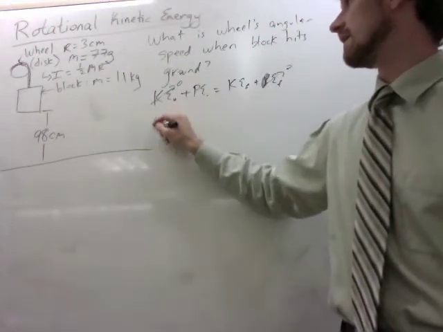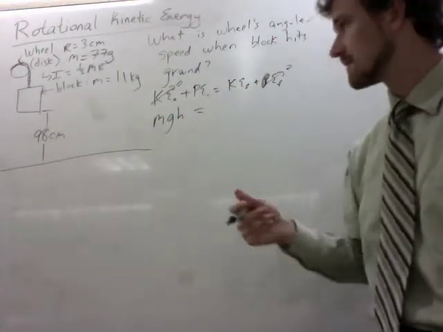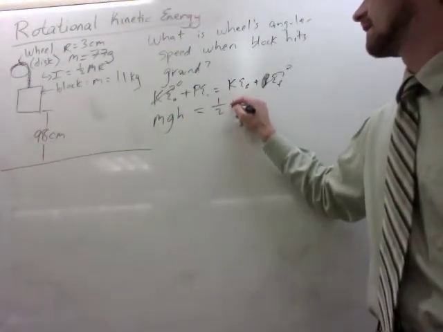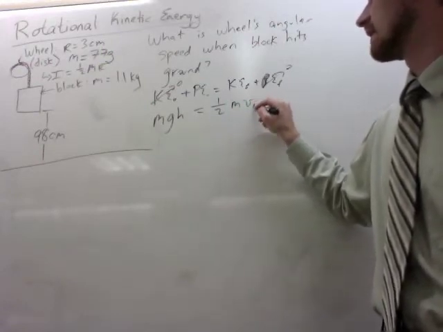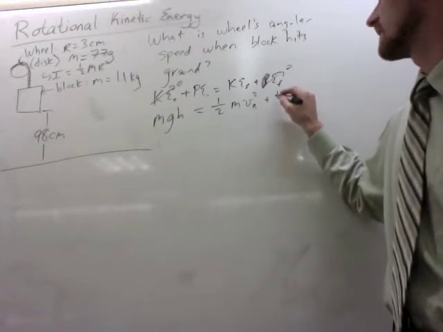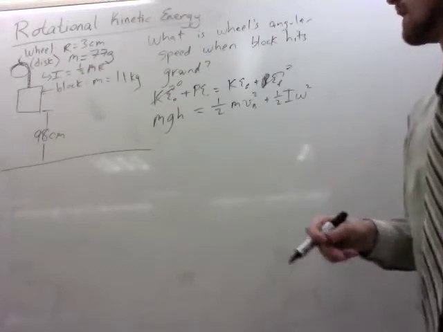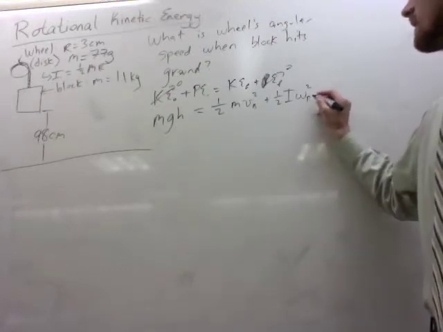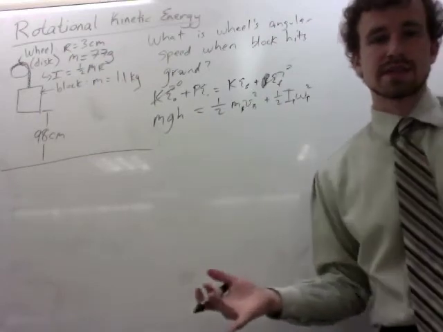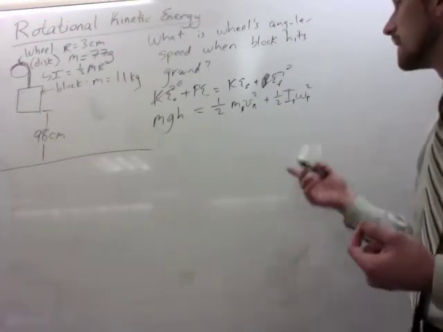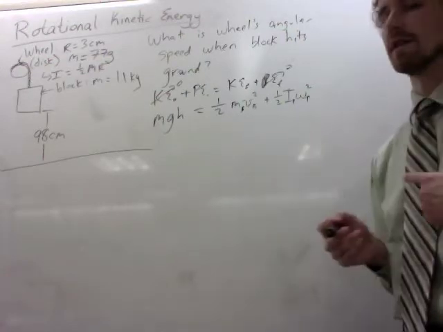Our PE naught is still MGH, but our KE final now has two parts. We've got 1/2 the mass of the block times the velocity of the block squared. We also have a rotational kinetic energy coming from the pulley. So almost exactly the same thing is going on here, but that energy is being distributed to two different places.